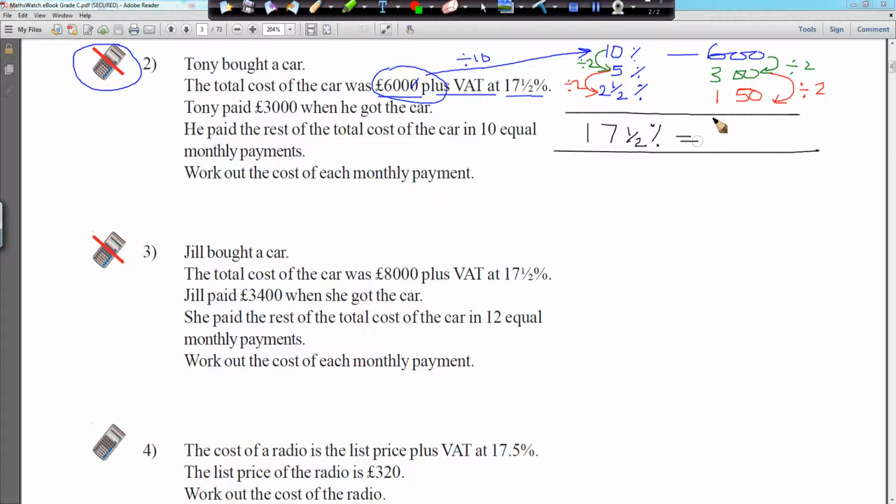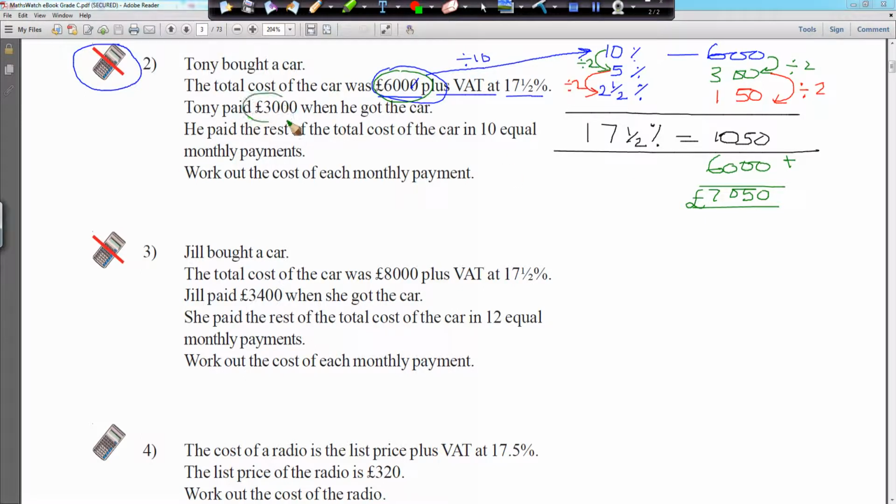And that would be equal to these added up together. So that gives you 1,050. So we now know the VAT on £6,000 will be 1,050. So that 1,050, we're going to add to our original £6,000 value. So 1,050 add 6,000, the original price, gives you £7,050. That was the total cost of the car.